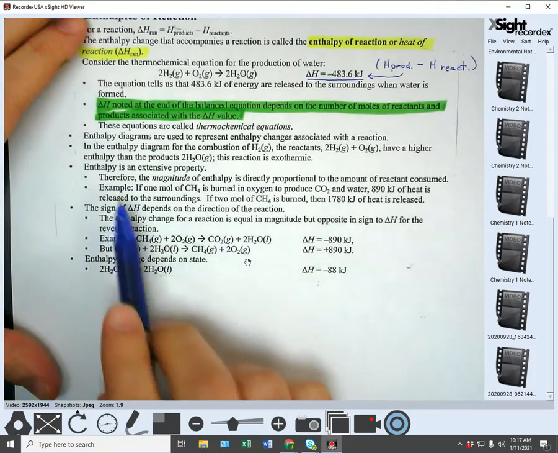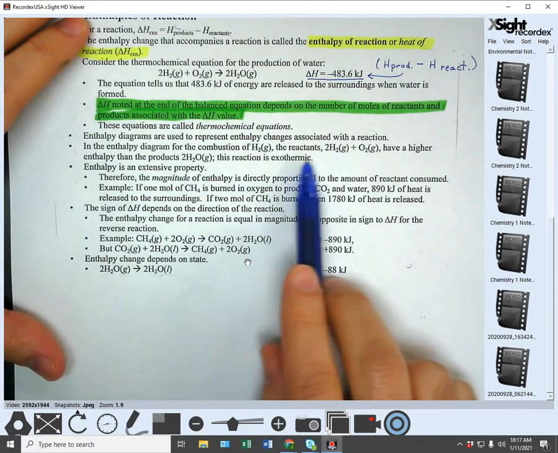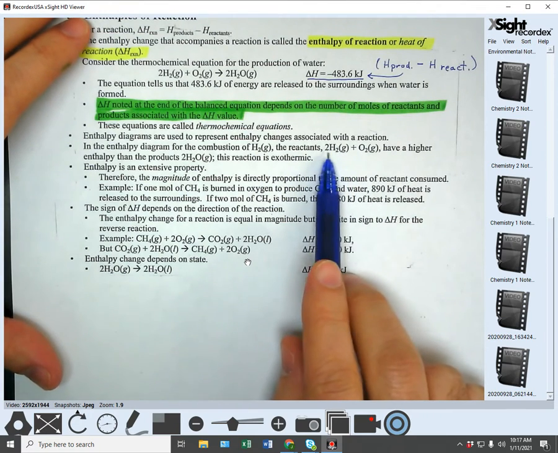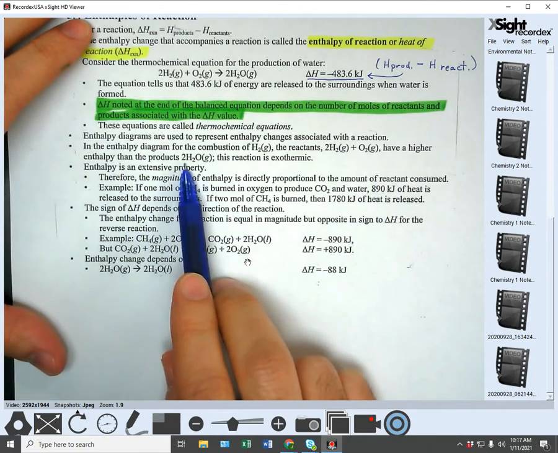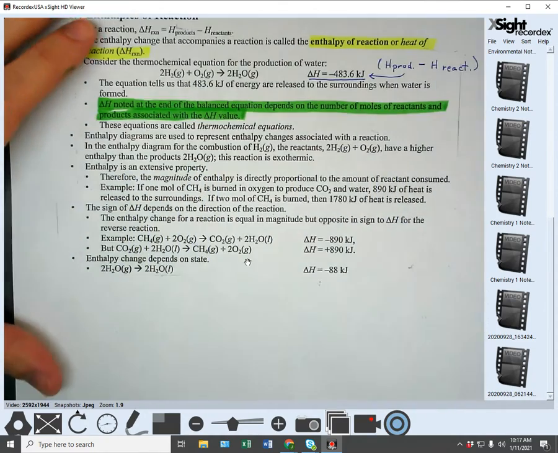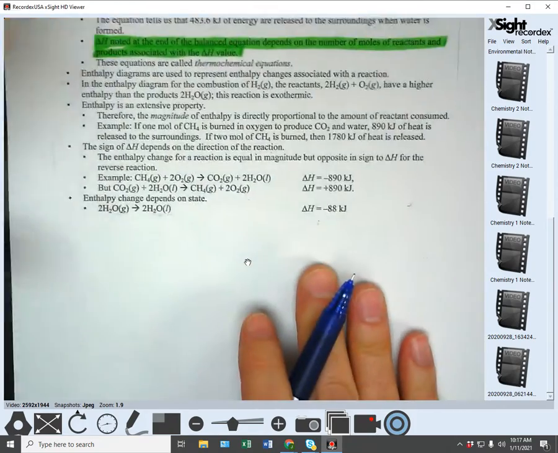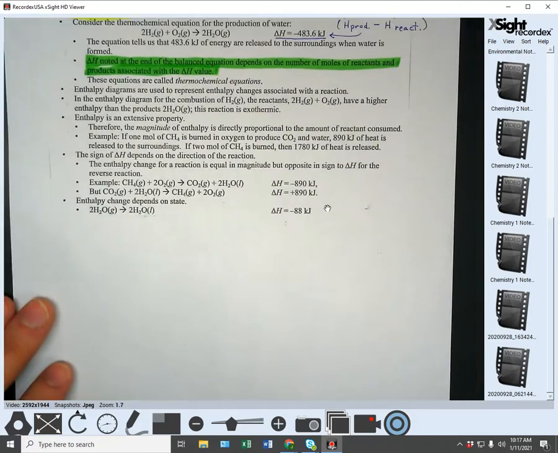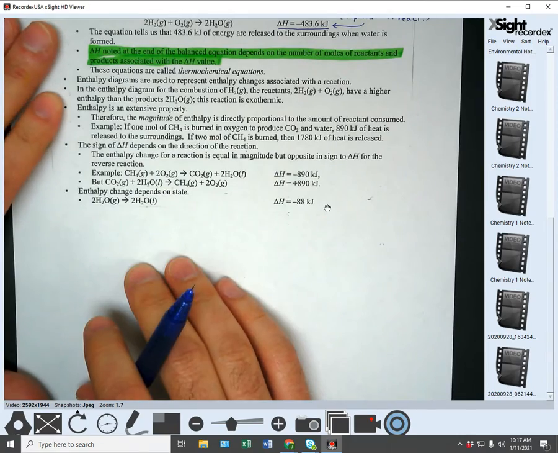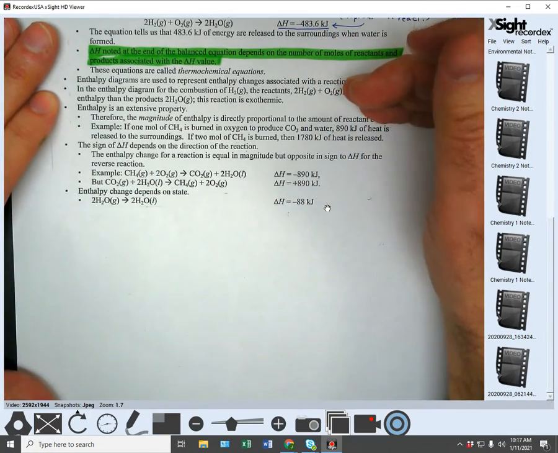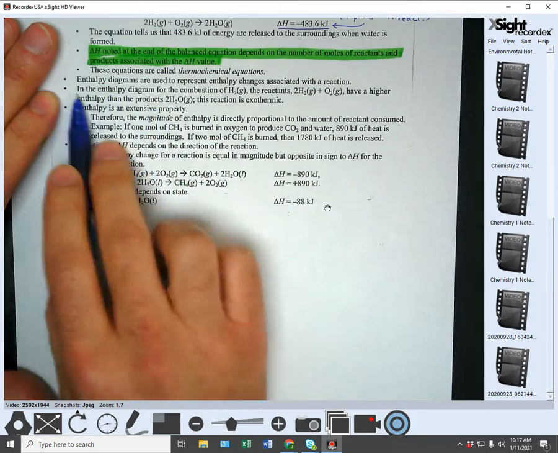So in the enthalpy diagram for the combustion of H2, the reactants, 2H2 gas plus O2 gas, have a higher enthalpy than the product's 2H2O gas. This reaction is exothermic. Okay, so I'm going to draw the enthalpy diagram. It kind of talks through it here. That's what these bullet points are.